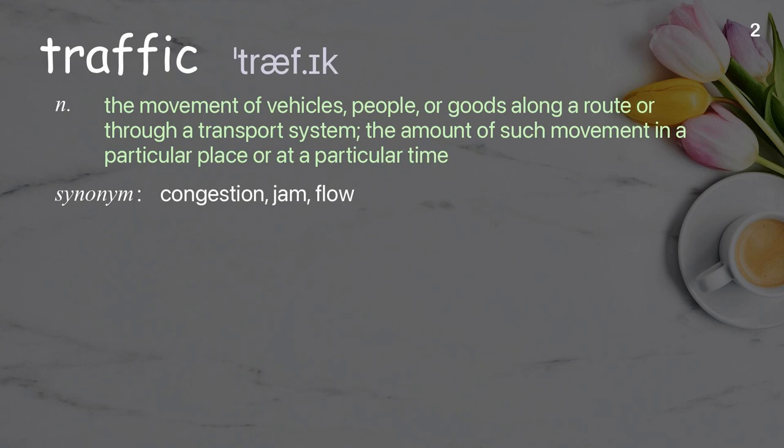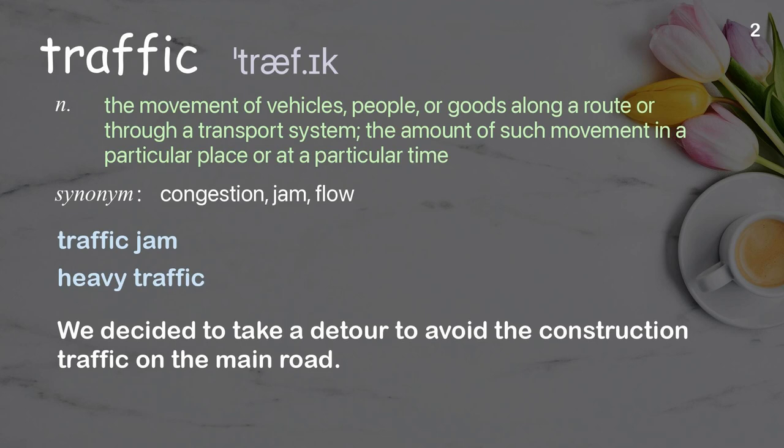Traffic. The movement of vehicles, people, or goods along a route or through a transport system; the amount of such movement in a particular place or at a particular time. Examples: Traffic jam. Heavy traffic. We decided to take a detour to avoid the construction traffic on the main road.